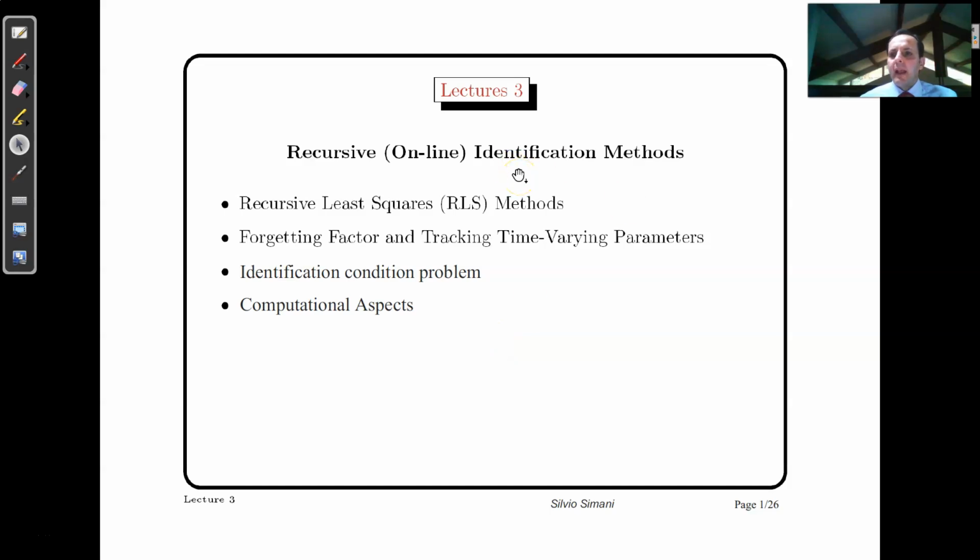Okay, so after this introduction, in this lecture we will examine, starting from the classical least square approach, then we move to the forgetting factor and the recursive least square with forgetting factor, and then the problem of the identification condition, and I will remark a few computational problems when you are developing your methodologies.